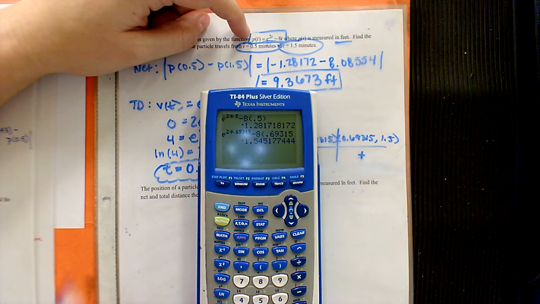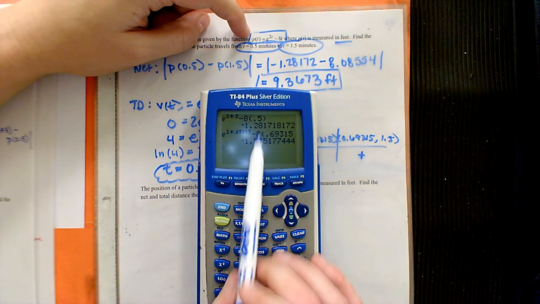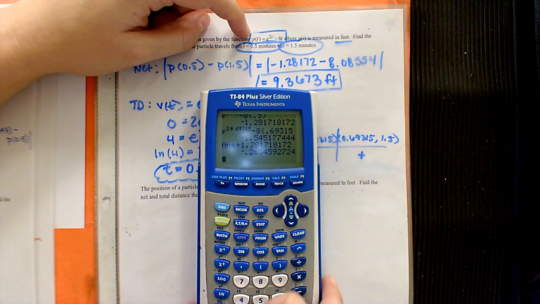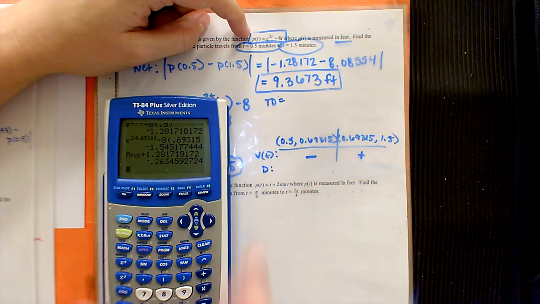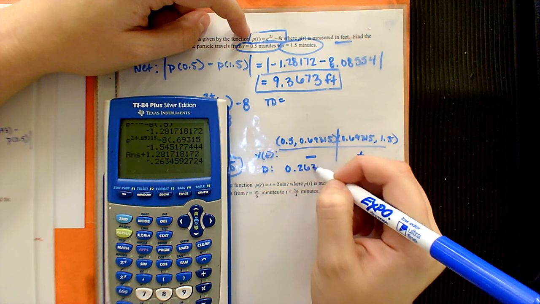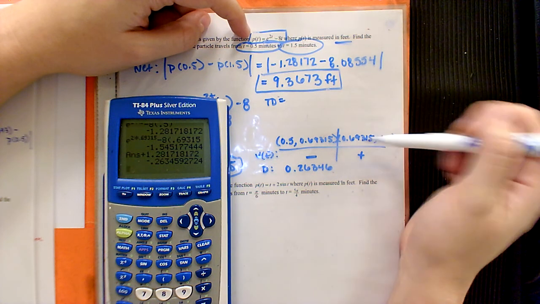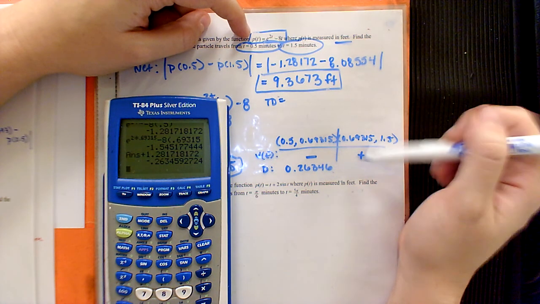All right, so I have my two numbers. If I plug in 0.5, if I plug in 0.69315, and then I got to subtract those together, or basically find the difference between those. So let's see. 0.26346, if I ignore the negative. Okay, so that's my distance traveled on that interval. We're going to do the same thing for the other interval, how far we're traveling to the right.